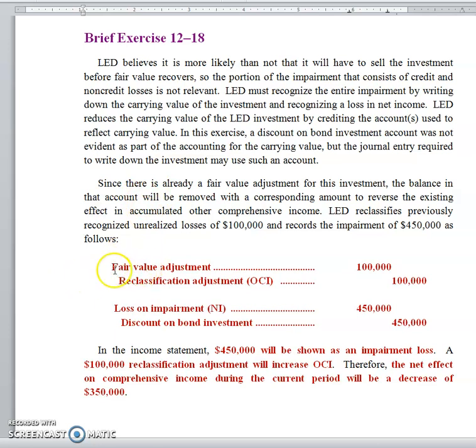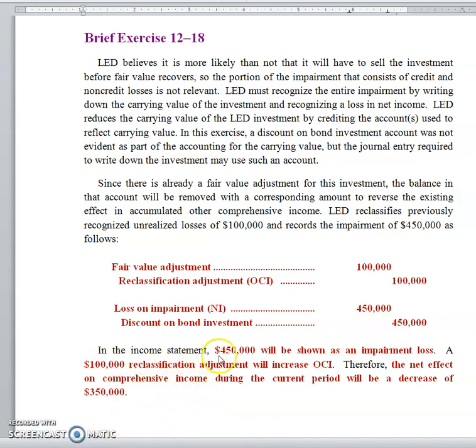But here's our journal entry. So we're going to debit the fair value adjustment. It would have been credited for the loss when the loss was reported, and credit reclassification adjustment. And so that gets the $100,000 out of accumulated other comprehensive income. And then we are going to have to recognize the whole $450,000 loss in net income. And so we credit discount on bond investment, a contra asset account to the bond investment account.